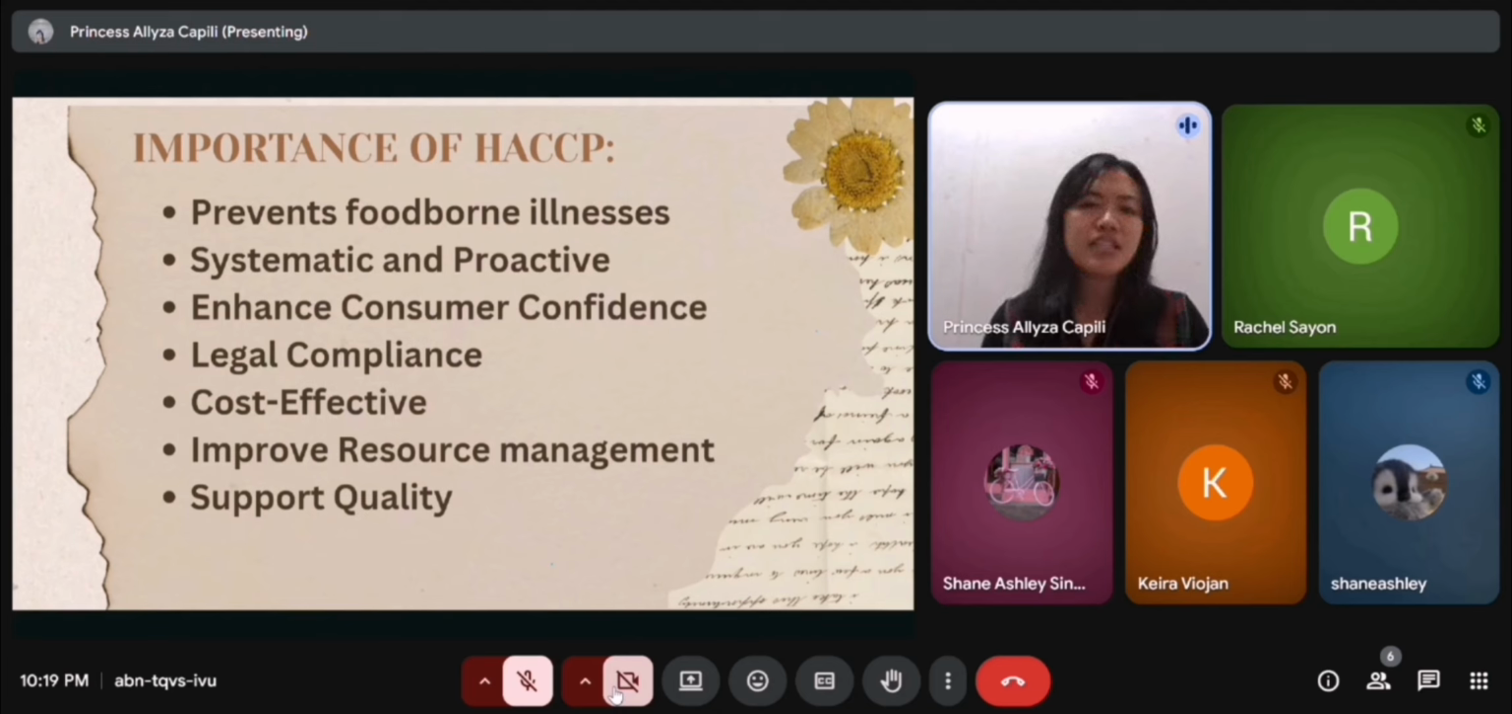Now the last one is that it supports quality. It works with other food safety rules to make sure food is not just safe to eat, but also consistently good. For example, a milk processing plant.